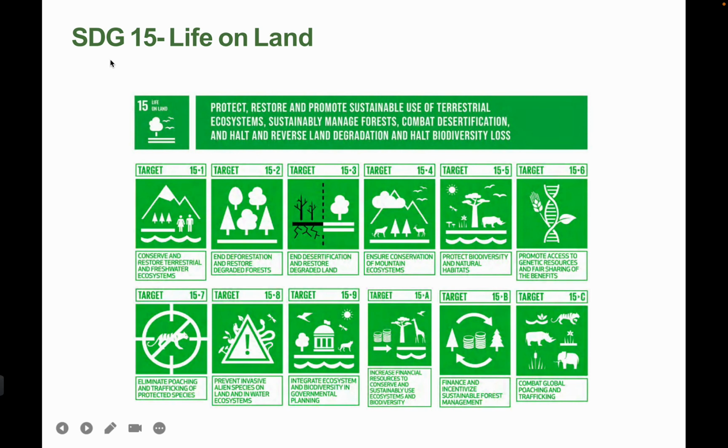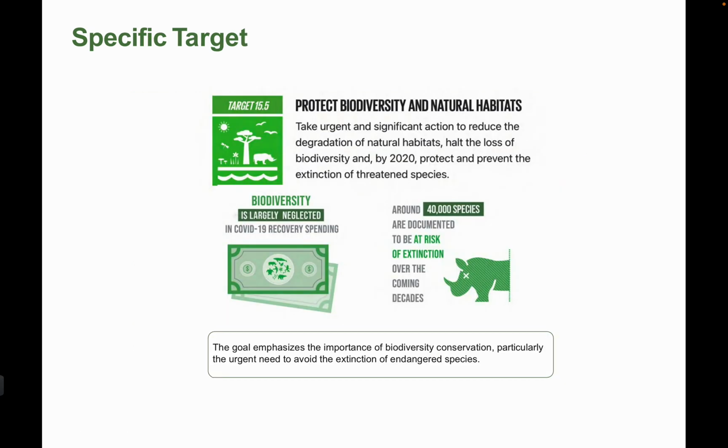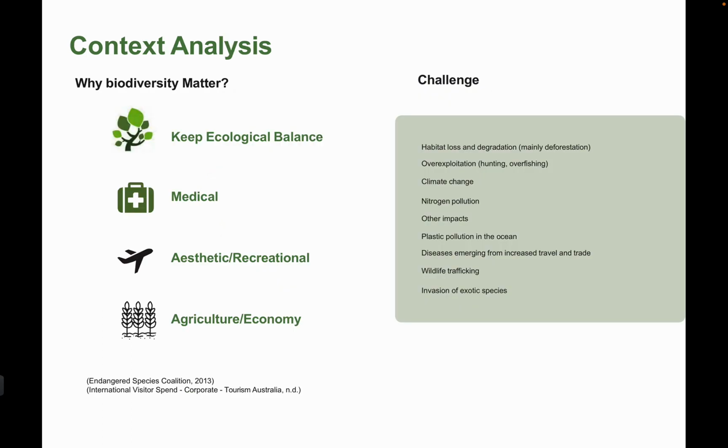I choose SDG 15 Life on Land, in which I'm more interested in protecting biodiversity and natural habitats. In general, this goal emphasizes the importance of protecting biodiversity and especially points out that it's urgent to protect endangered animals. So, why is biodiversity important?